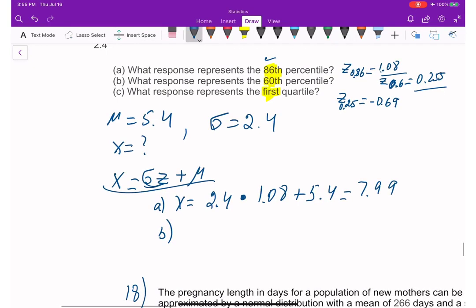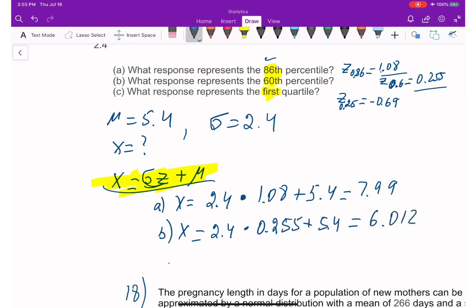I'm solving everything based on this formula. Sigma is the same. Sigma is equal 2.4 times, again, 1.8. No, actually, this score is 0.255, and plus 5.4. And we get 6.012. And see, x is equal 2.4.